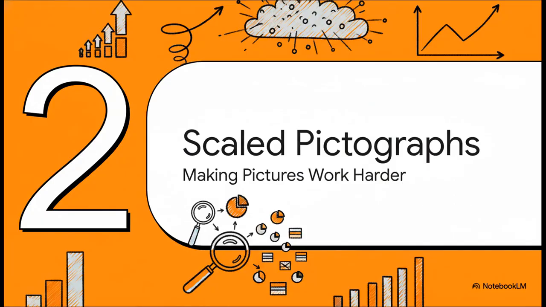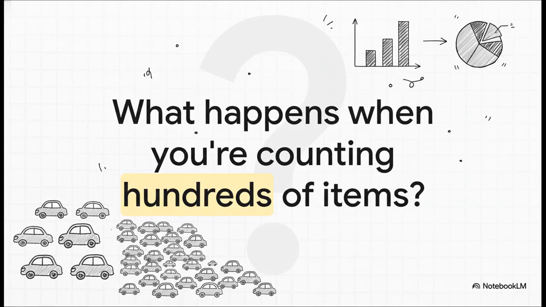Okay, so that one-to-one thing is awesome for small numbers. But what happens when you're dealing with a lot more data? Let's level up. What if instead of 7 cars, you had to show 70 or 700? Can you imagine drawing that many tiny pictures? No way! It would be a total nightmare. So clearly, that one-to-one system just isn't going to cut it for bigger numbers.